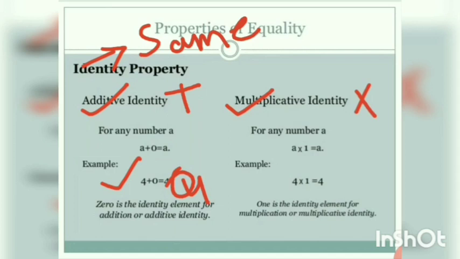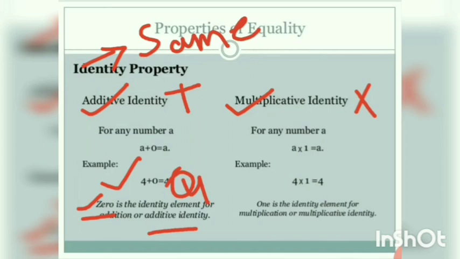It means in case of addition, 0 is the identity element, or you can say that 0 is the additive identity. What we had learned? That in case of addition, 0 is the additive identity. Now let us move to the multiplicative identity.